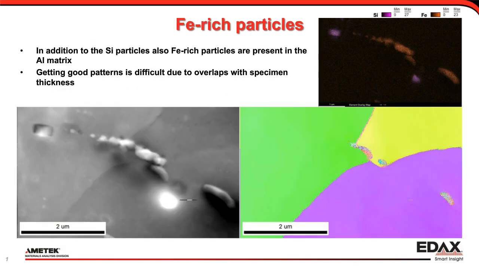The iron-rich particles are different. These grains are smaller and they actually do produce discrete patterns, but getting these patterns is very difficult due to interference with the over or underlying aluminium lattice. In many cases, the iron particles are so small that they don't continue from the top to the bottom of the foil, and you always have a little bit of a signal from the aluminium matrix that overlies the patterns.